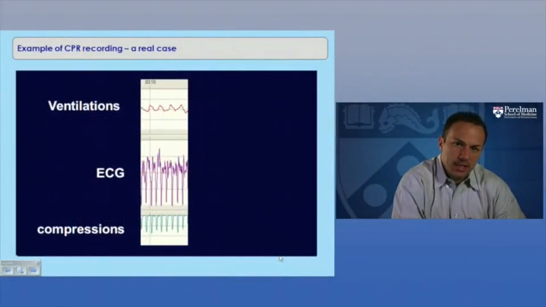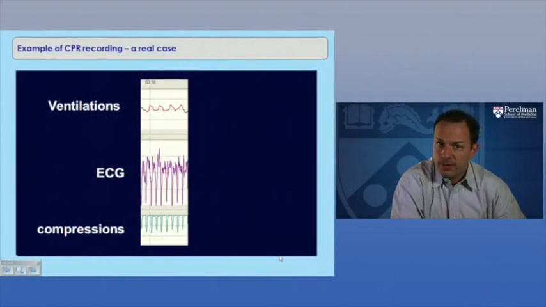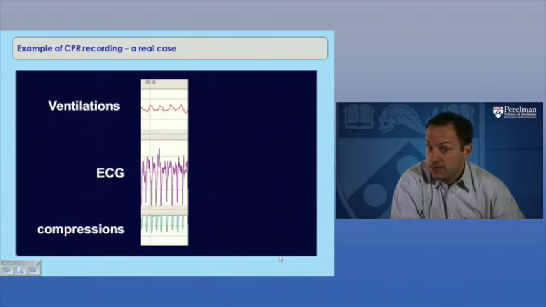So hopefully that gave you a sense of how to perform ventilations, and you saw how we do it in the healthcare setting. I want to show you now a real case of cardiac arrest recorded using a specialized defibrillator that records both ventilations and compressions. The reason why I show you this is we're going to use this as the basis for some of the data I will share with you about the quality of CPR as performed by healthcare providers. And I think you'll find this very intriguing.